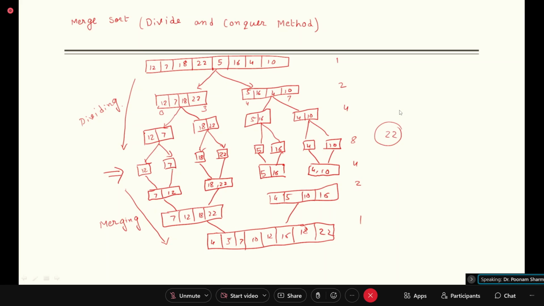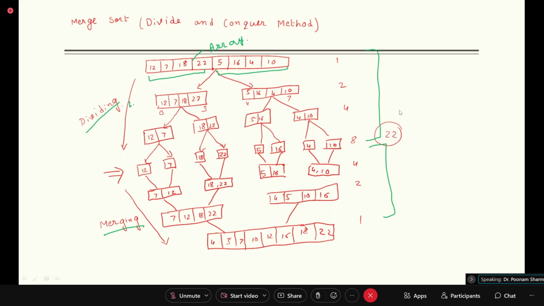Basically, it will have two parts. One part is known as the dividing part, and the other one is known as the merging part. So this part is the division part and this part is the merging part. Basically, we have one array. This is your array. We split this array into two halves. So one half is this one and one half is this one.